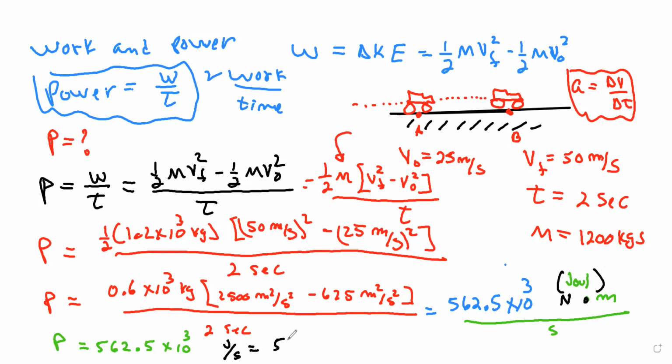So it's going to be 562.5 times 10 to the third power, and it's going to be watts. Okay, so that's going to be equal to, approximately, 5.63 times 10 to the 5 watts. And this would be the power that has been developed by the motor and that has produced that change in velocity. And there you go.